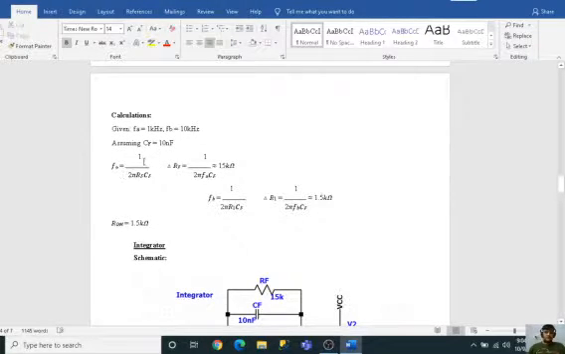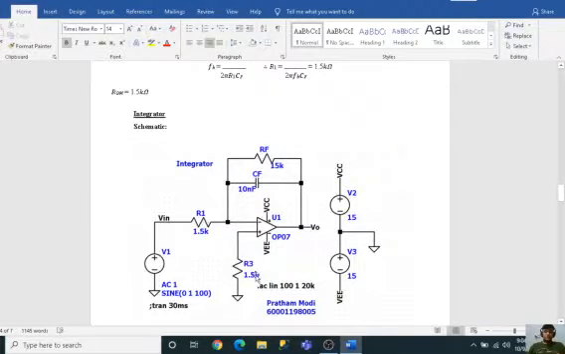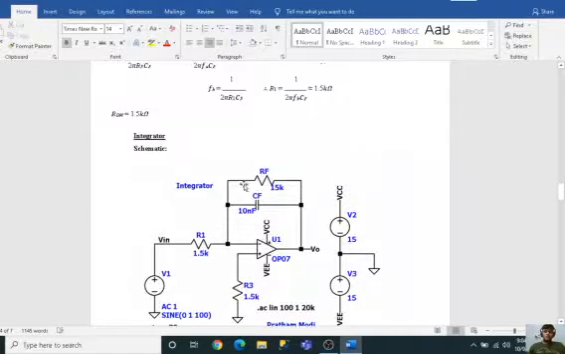So as we know, FA is equal to 1 upon 2 pi RF into CF. So my RF will be 1 upon 2 pi of FA into CF, which gives me the value as 15 kilo ohms. And for FB, my FB will be 1 upon 2 pi R1 into CF. Therefore my R1 will be 1 upon 2 pi into FB into CF, which I get my R1 as 1.5 kilo ohms. And as we know, R1 is almost equal to R3, so I have used R3, which is basically ROM. So R1 is equal to ROM, which is 1.5 kilo ohms.